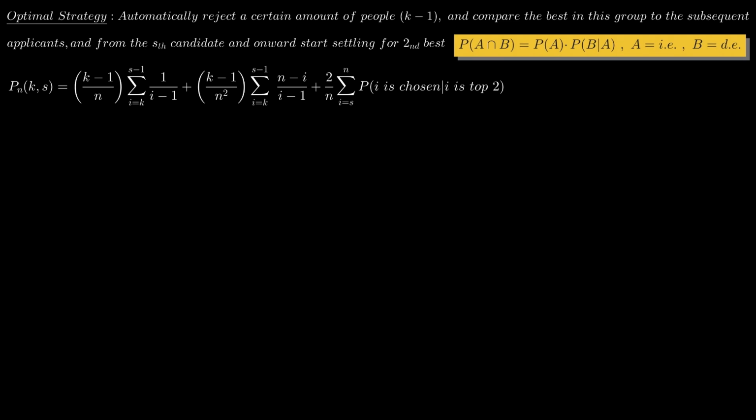So far we have 2 over n times the sum from s to n of k minus 1 over s minus 1 times s minus 1 over i minus 1 times s minus 2 over i minus 2. And the s minus 1's cancel out, and we bring out the constants, and we have 2 times k minus 1 times s minus 2 over n times the sum from s to n of 1 over i minus 1 times i minus 2. So putting all this together, so far we have P_n of k and s equals this formula here.